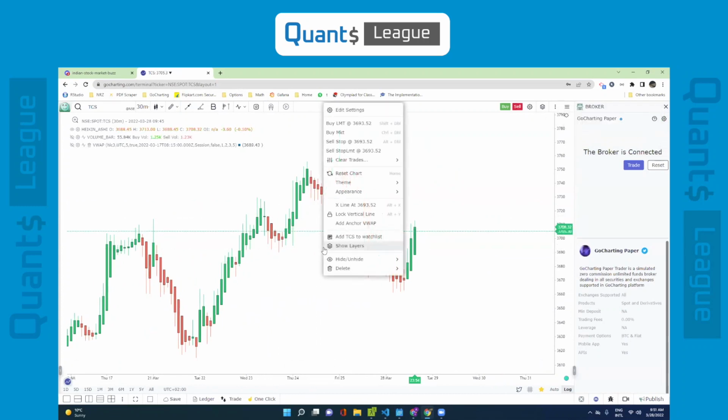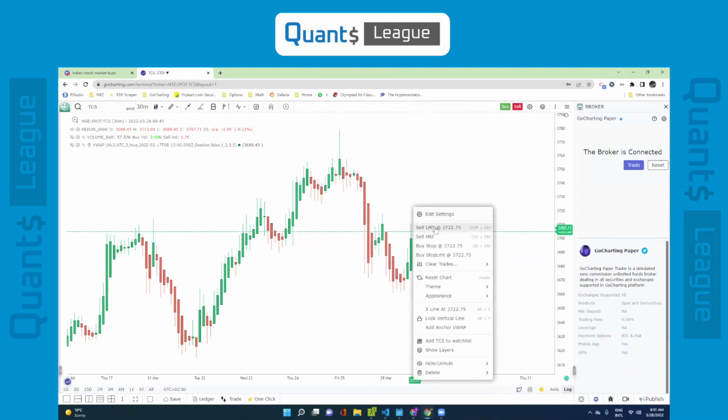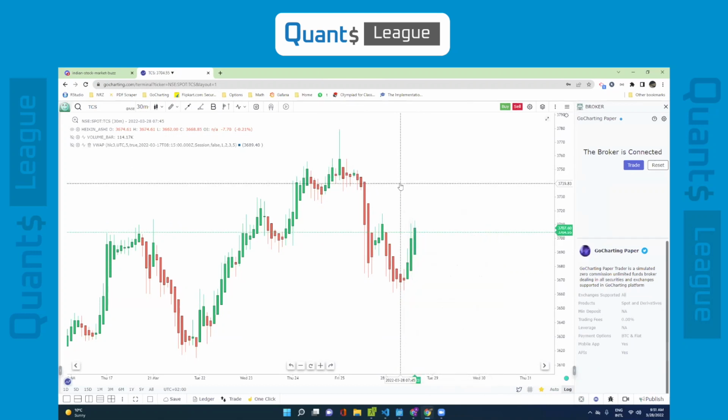Now, when you right click, the algo is smart enough to understand whether you right click below the LTP or above the LTP. Based on that, it will give you intelligent options like buy limit, buy market, sell stop, and sell stop limit. It will not tell you sell limit because the price level where you want to place an order is below the LTP. Similarly, if you place it above the LTP, it will tell you sell limit and not buy limit. So it is intelligent enough to let you know whether it is a buy or a sell, depending on where you click on the chart.